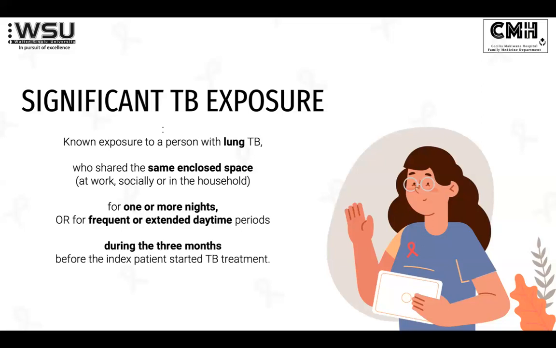And we're looking at anybody who has shared space with that person in the 3 months before that index patient started TB treatment. So you can imagine if you took a proper history, you would probably find quite a number of people in the last 3 months who fit this criteria. So we don't like to use the term household contact anymore because it gives the impression it's only those people living in the household. So you're supposed to take a proper history and figure out who else might have been exposed.